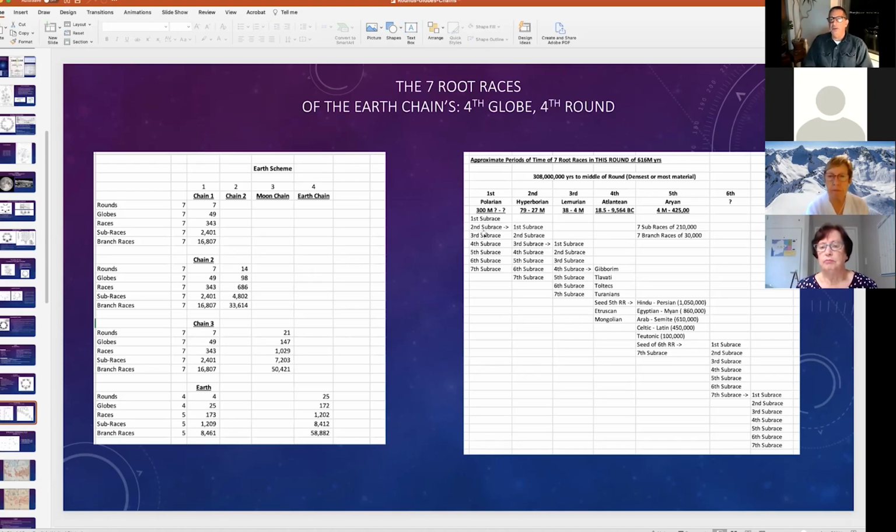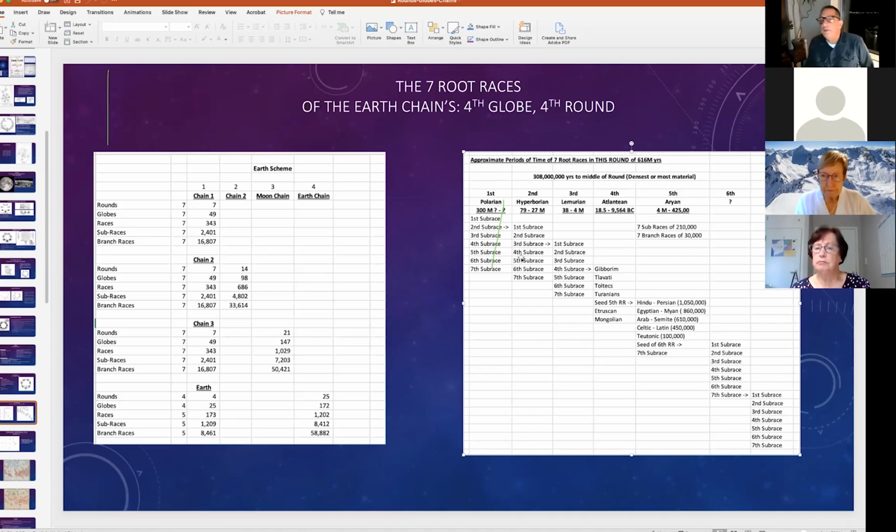The next race always comes from the sub-race that's numerically related to it. So the second root race comes from the second sub-race of the first root race. Maybe it's estimated from 79 to 27 million years. Now, there's a lot of overlap between these root races, even though the nucleus of the next race comes out of the previous race, it takes a long time. The first race in this case, or any race, still has a long way to go to continue its evolution. And the next race, that nucleus takes a while to evolve before it achieves its high point. And so there's a tremendous amount of overlap, and you can't think of them as sequential.